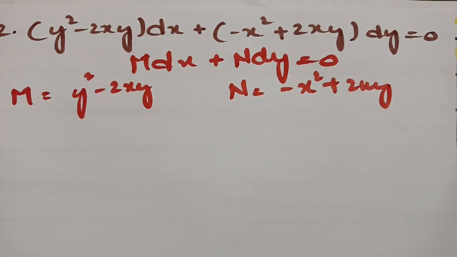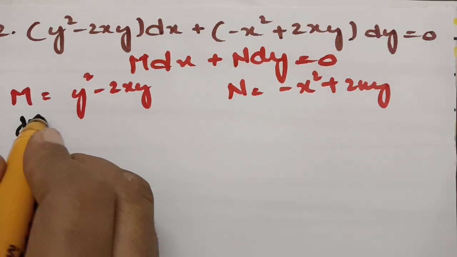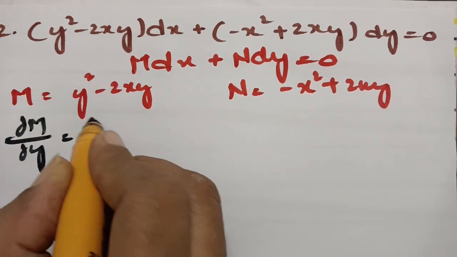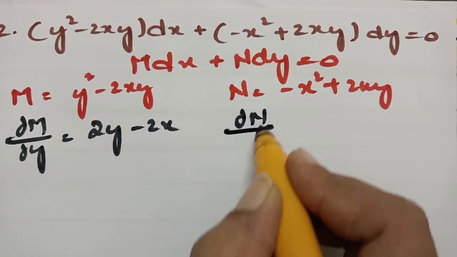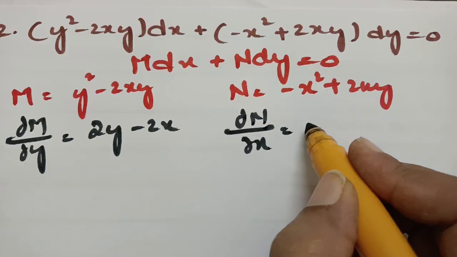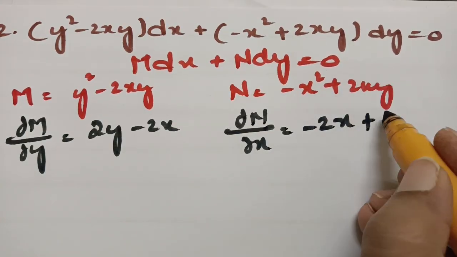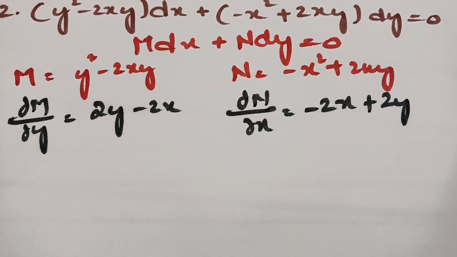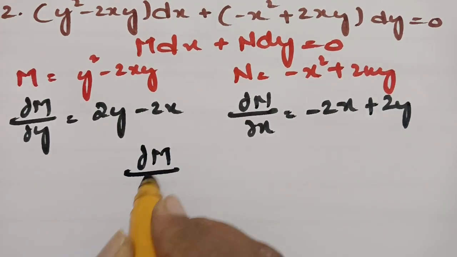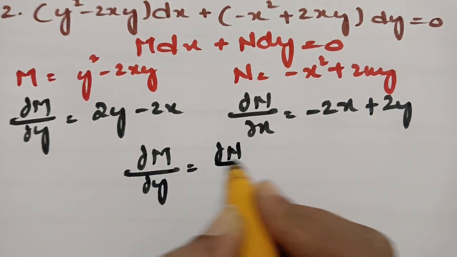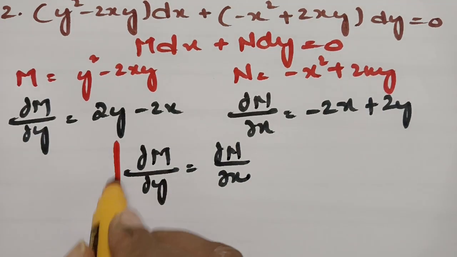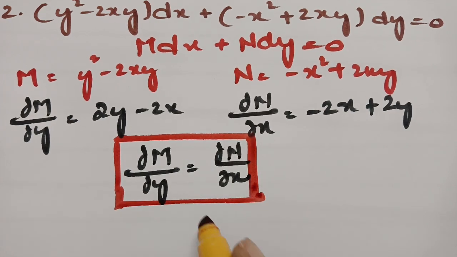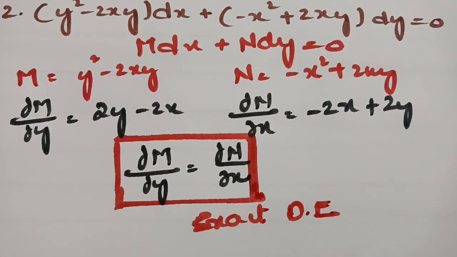And now we have to make a derivative. With respect to y for M, this will be 2y. For y it is 1, this is 2x. So for dou N by dou x, for x square this is minus 2x. For x it is 1, this value is 2y. So here if you observe, dou M by dou y is equal to dou N by dou x, and therefore we say that the equation is exact. If both the values are equal, we say that it's an exact differential equation.